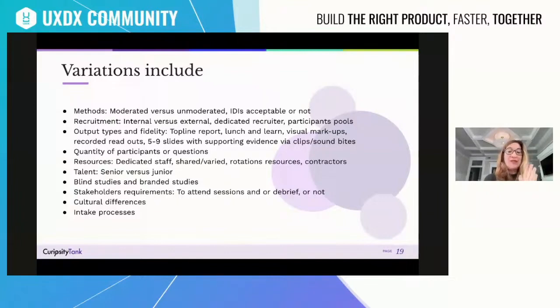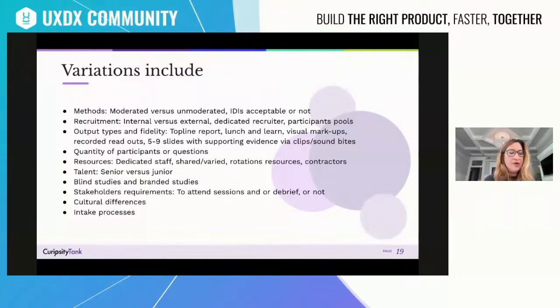Some teams I know have a specific number of participants or a specific number of questions that they will not exceed. So, for example, we'll speak with 5 people each week, and we'll ask them 5 questions max. So, in terms of quantity of participants and questions, there are some variables there.